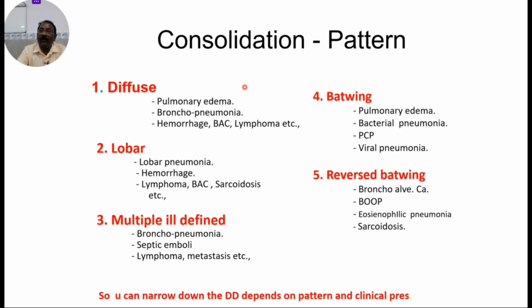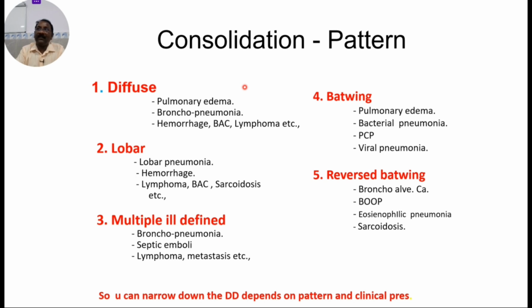Batwing, pulmonary edema is very common to see. Bacterial pneumonias, PCP, viral pneumonias. Reversed batwing, bronchoalveolar carcinoma, BOOP, eosinophilic pneumonias, and sarcoidosis. You can narrow down the DD, depending on the pattern and the clinical presentation.